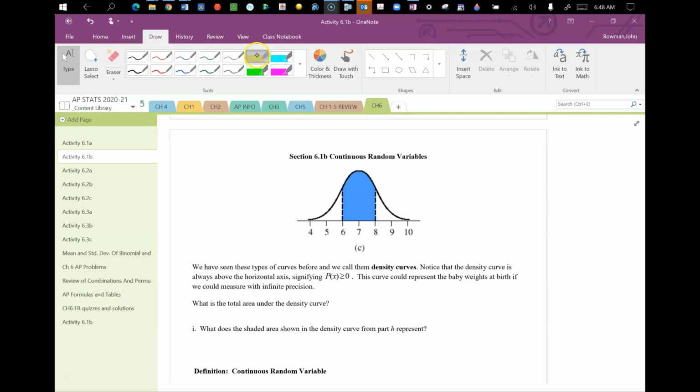Some rules about density curves: the probability of a given output value has to be greater than or equal to 0, and the total area under the curve has to be equal to 1. In this example, if this were representing the distribution of baby weights in pounds, the shaded area above would represent the proportion of babies born between 6 and 8 pounds, or the probability that a baby would be born with a weight between 6 and 8 pounds.